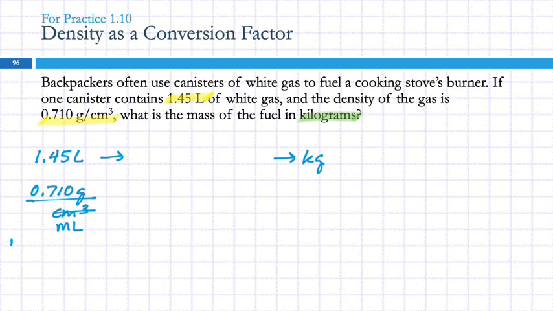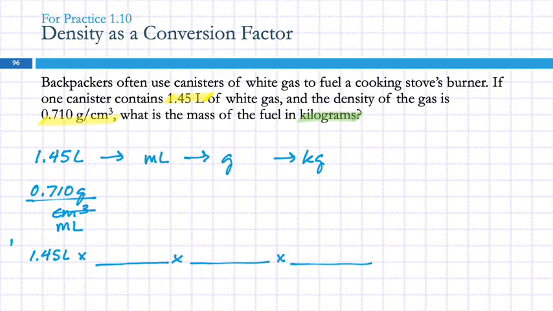Okay? So we could go from liters to milliliters. This gets us between grams and milliliters, right? Can we go from grams to kilograms? Sure. Ta-da! 1.45 liters. There's 3 arrows, 3 fractions. Liters to milliliters to grams to kilograms.